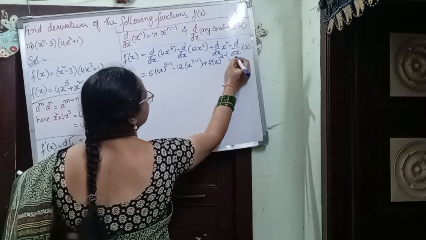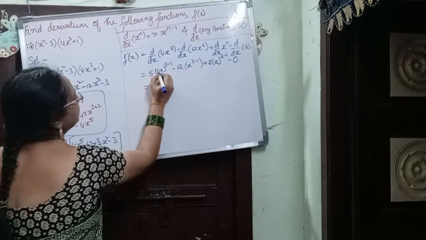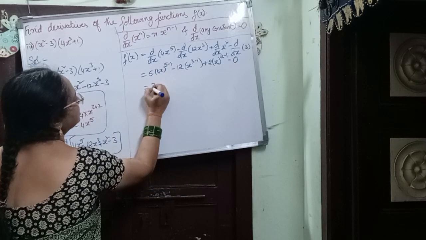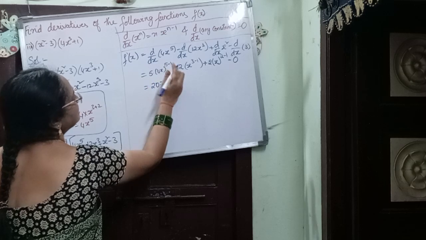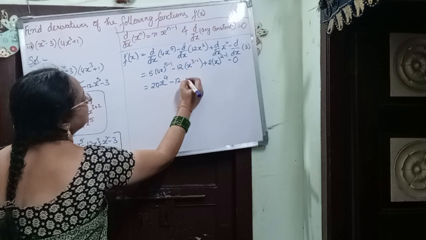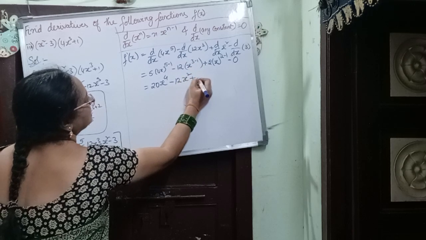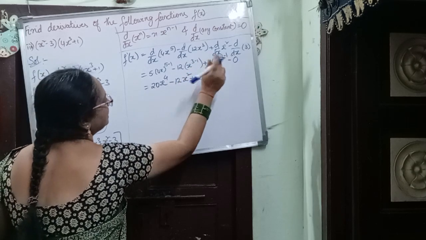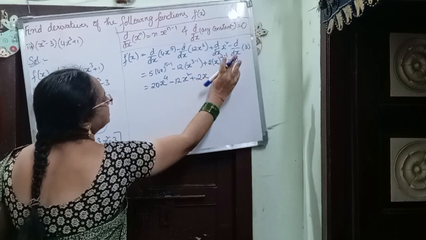So minus 0. That equals here 5 into 4, that is 20 x power 5 minus 1 which is 4, minus 12 into x power 3 minus 1 which is 2, so x squared, plus 2 into x power 2 minus 1 which is 1, so 2x. This is 0, no need to write.